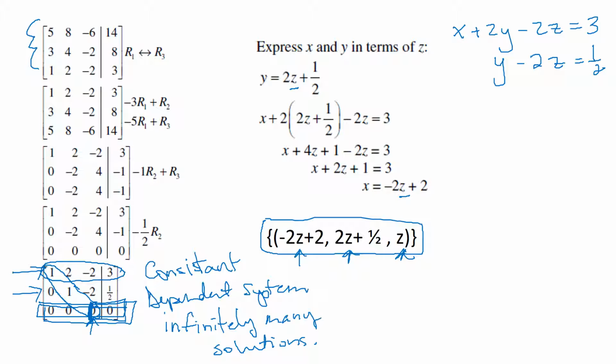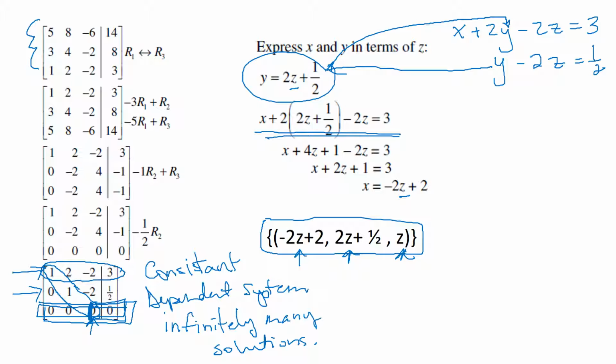And then what we're going to do is we're going to solve for y using that second equation. So we rearrange the equation and we get y is equal to 2z plus 1/2. And then we're going to take that and substitute it in for y here. And that's what that equation is doing there. They substituted y in, which is this 2z plus 1/2, and then they simplify to get that x is equal to negative 2z plus 2.